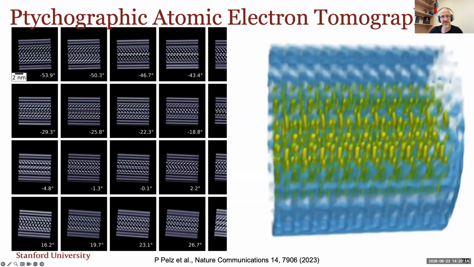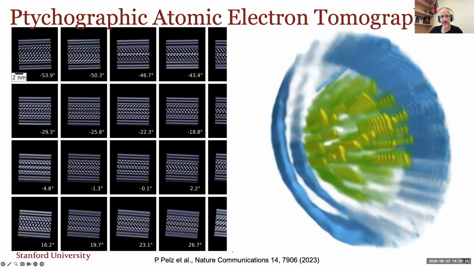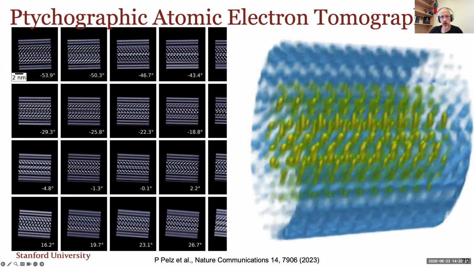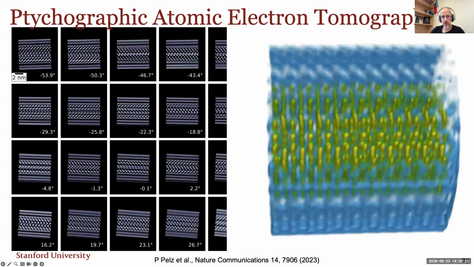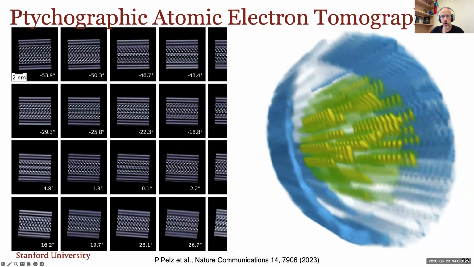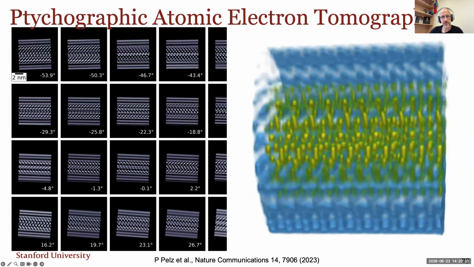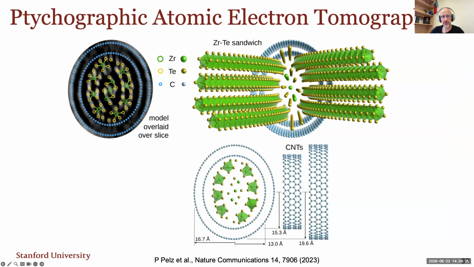Here are some class averages, and this is the reconstructed 3D volume. And you can see that we are able to recover every atomic site here, right? And so in most of the carbon nanotube and all of the zirconium tellurium nanowire, we can use the integrated intensity to say, is this a zirconium atom, a tellurium atom, or a carbon atom? And the structure ended up being fairly complex here.